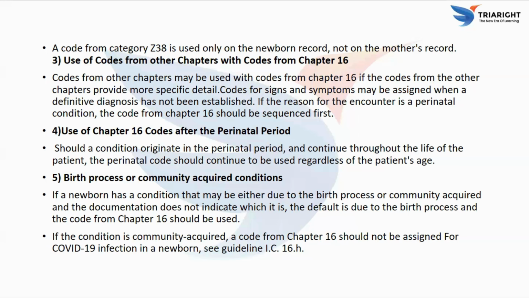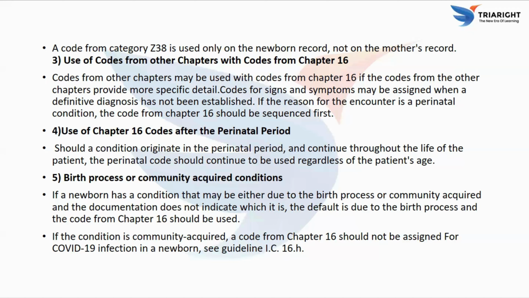So if the documentation does not clearly say which one it is, we assume by default it is a birth process. So code from chapter 16, that is P00 to P96. So example like if a newborn has an infection but the doctor does not mention whether it happened during the birth or after. So which code will you assign? Code from chapter 16.